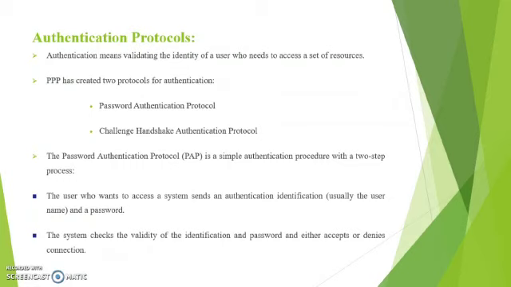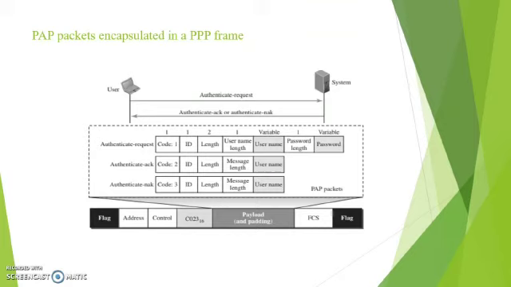Next are the authentication protocols. Authentication means validating the identity of a user who needs to access a set of resources. There are two types of protocols: password authentication protocol and challenge handshake authentication protocol. In the password authentication protocol, we have two steps. The user who wants to access the system sends an authentication identification, that is a username and a password. The system checks the validity of the identification and password and either accepts or denies the connection.